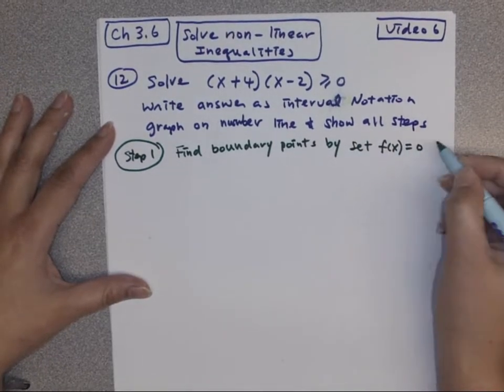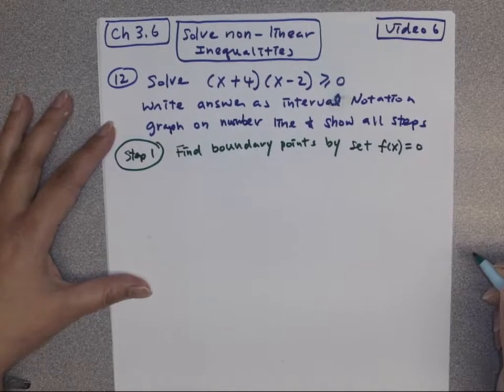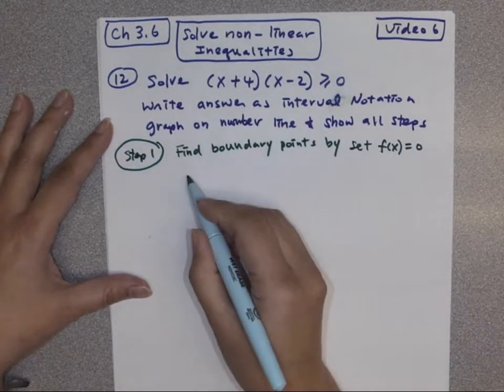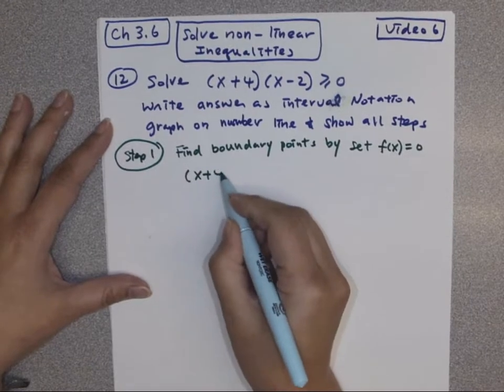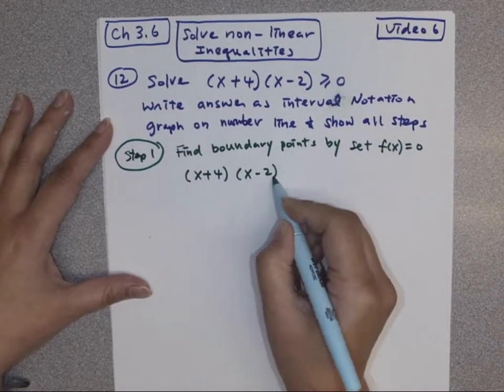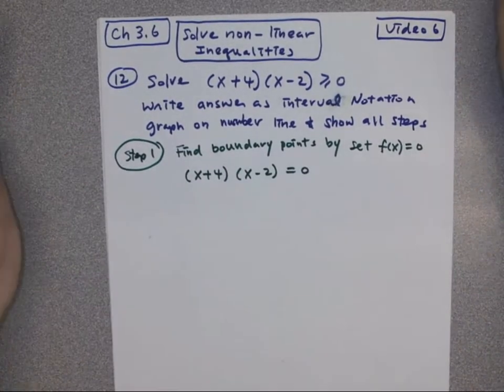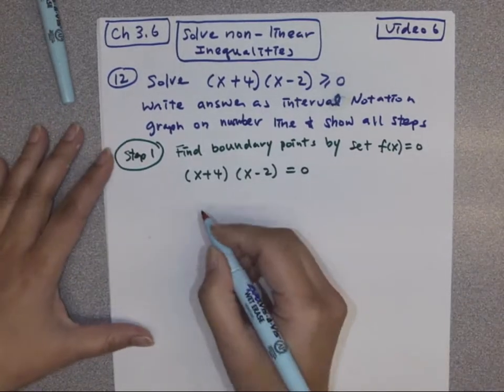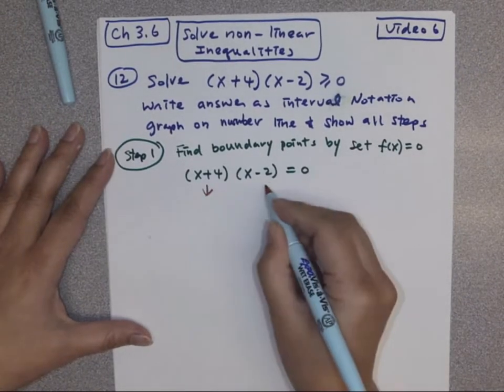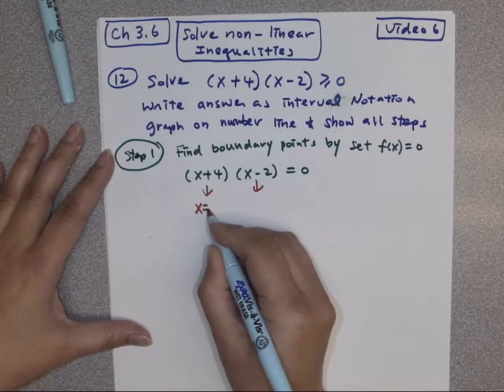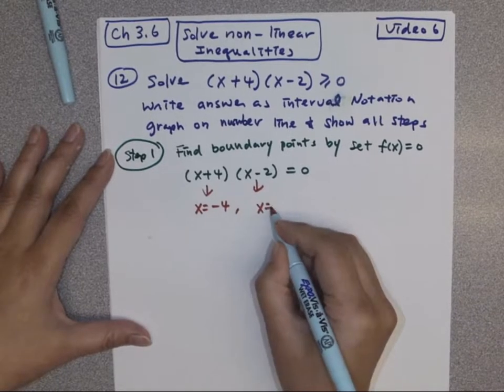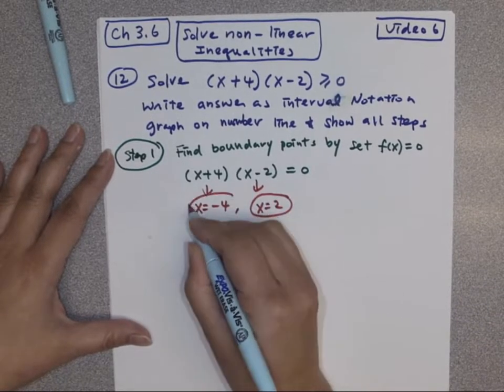Okay, so after you set it equal to 0, we want to solve for x, right? So we got (x + 4)(x - 2) = 0. So for this one, don't multiply it back up because it's already factored for you. So we can find x = -4 and x = 2. So those are your boundary points.